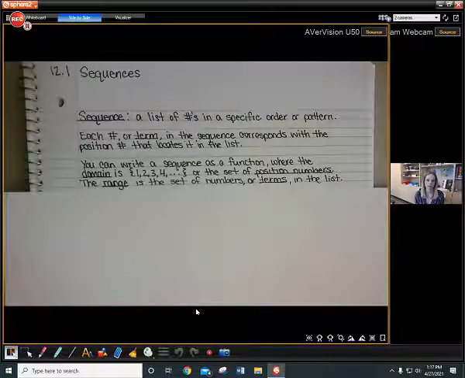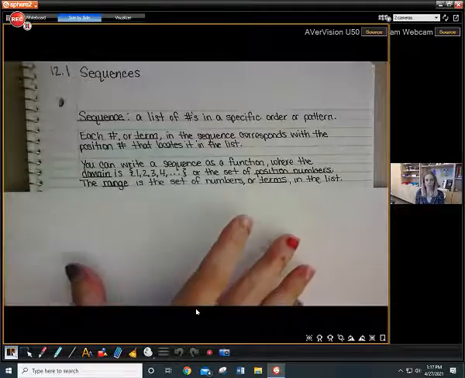So it says that you can write the sequence as a function where the domain is 1, 2, 3, 4, and that is representing the position that you're in the sequence. And the range is going to be the set of numbers or the terms that are in the list.